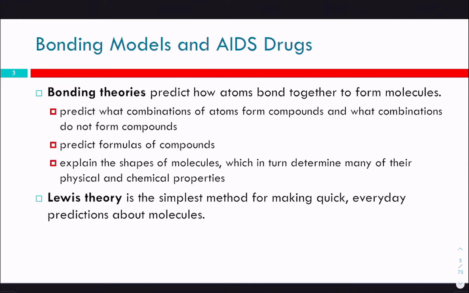So bonding theories predict how atoms bond together to form molecules. They predict what combinations of atoms form compounds and what combinations don't. You can predict formulas of compounds, explain the shapes of molecules, which in turn determine many of their physical and chemical properties. So the simplest one, and the Lewis dot structure is based on this, is Lewis theory. And we can use that to make quick, everyday predictions about molecules.